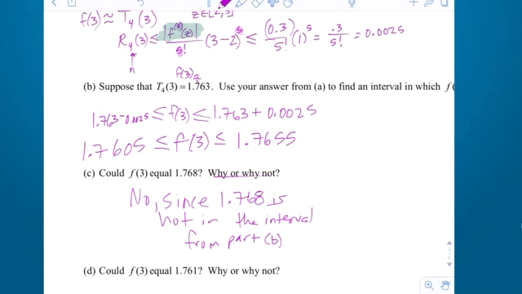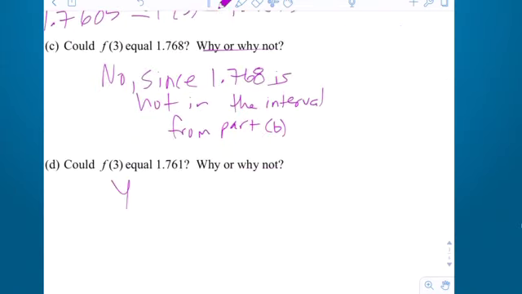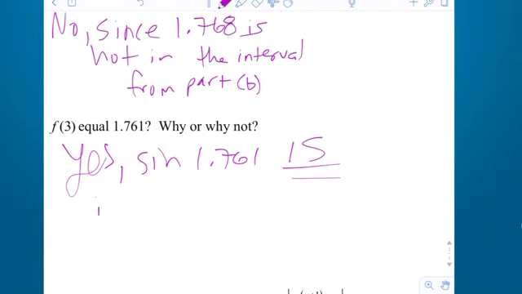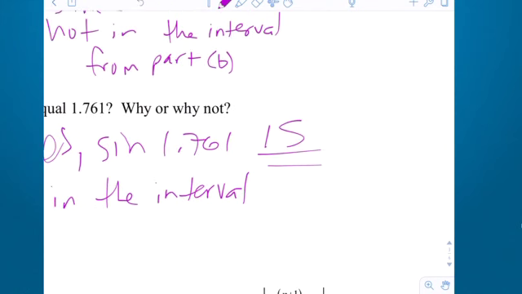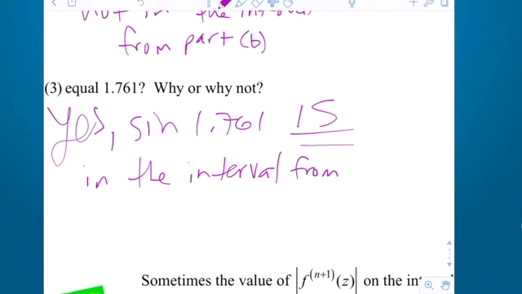Yeah, it's not. Part D, could f of 3 equal 1.761? Yes. Why? Since 1.761 is in the interval from part B. You don't have to say anything more than that. Just from part B.